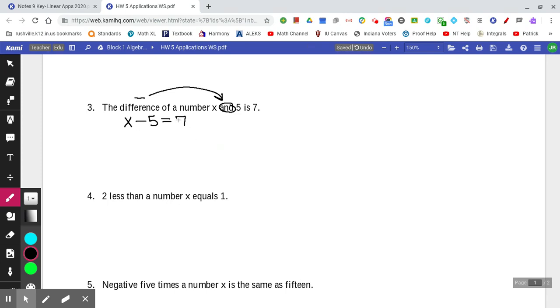Again, the reason I went in this order is that the minus sign goes where that word "and" is, and since x was listed first, I need to put x first in my equation.